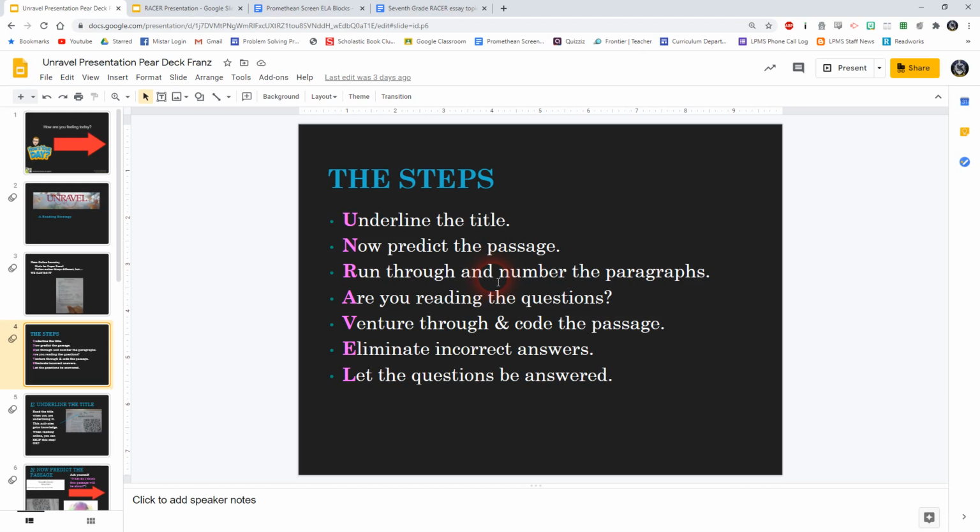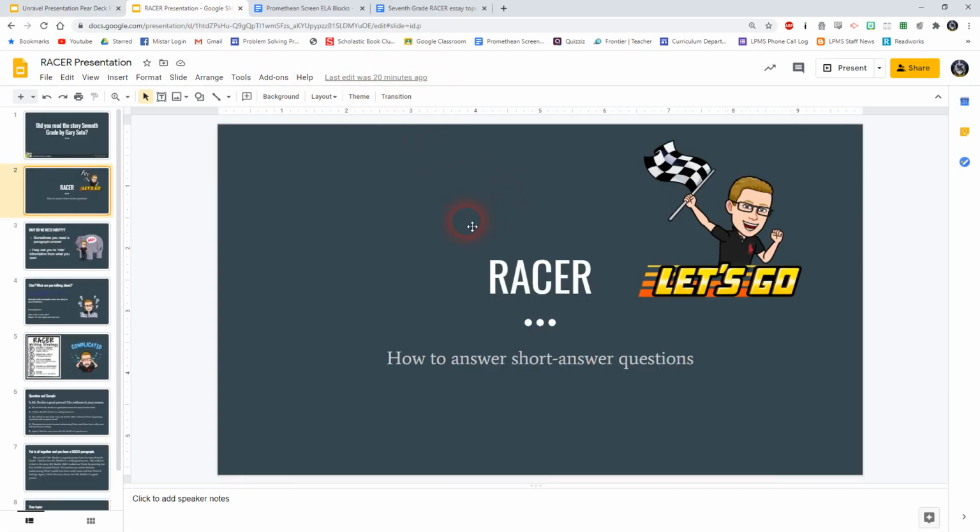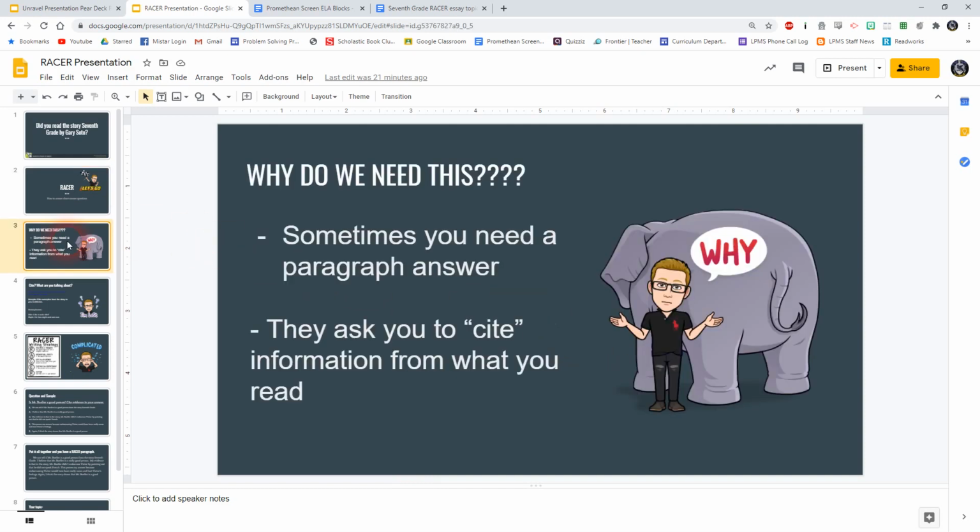Okay, let's actually look, though, at what I do have for you today. That is called RACER. Now, RACER is another system for doing something different. And we are going to do a lot of these this school year. RACER is a middle school level strategy. It's how we answer short answer questions when they are at the end of a story. So sometimes they ask you questions at the end, and instead of multiple choice, you have to do a written response.